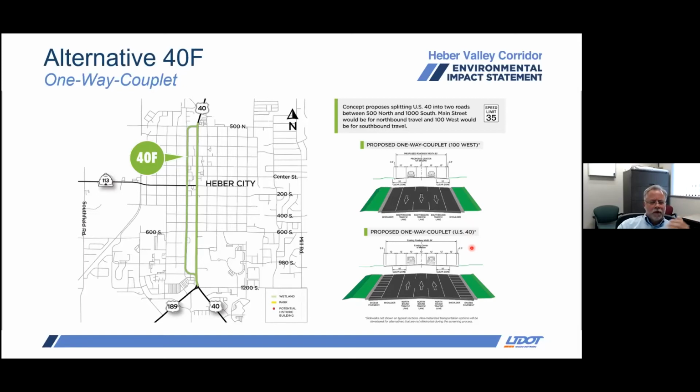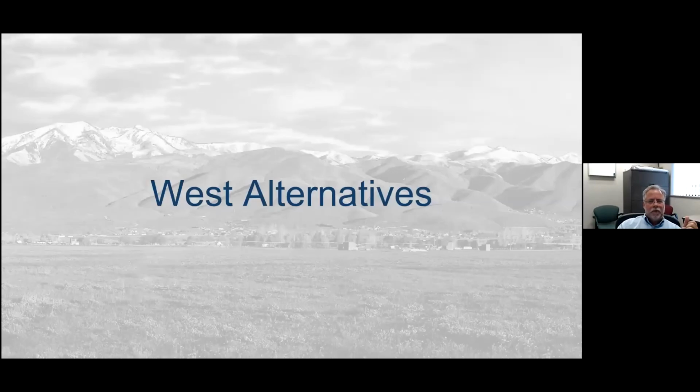With US 40, however, we would be able to actually reduce the width of US 40, once again taking it down to 3 lanes in the northbound direction. And we show that here in this bottom typical section. So that concludes all of the alternatives for Heber Main Street. Next, we'll look at the west bypass alternatives.